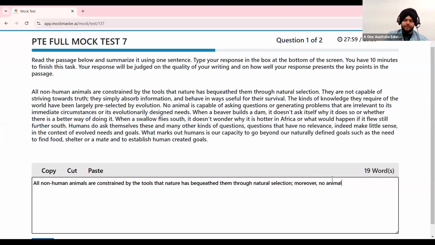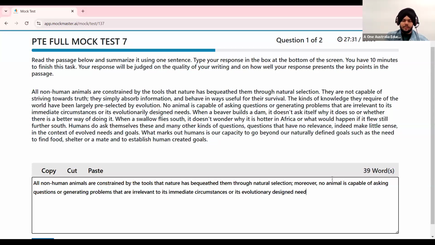So I can say no animal is capable of asking questions or generating problems that are irrelevant to its immediate circumstances or its evolutionary design needs. Then comma, and lastly. See guys, the "and" here is the connector. "Lastly" here is just us telling the system that yes, this is now my last sentence.